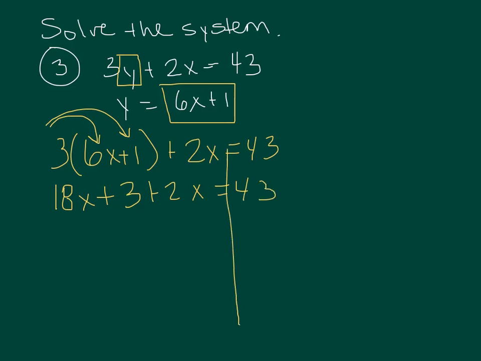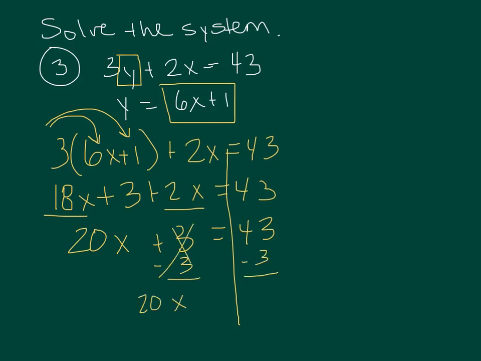Now if you look, I have multiple x's on the same side of the equal sign, so I can just put them together. 18x plus 2x is 20x, plus your 3 equals 43. Keep solving. You should be very good at solving at this point. So minus 3 from both sides. So 20x equals 40. Divide by 20. And x equals 2. Okay, I have my x value. Am I done? No, I'm not done. I have to plug that back in.